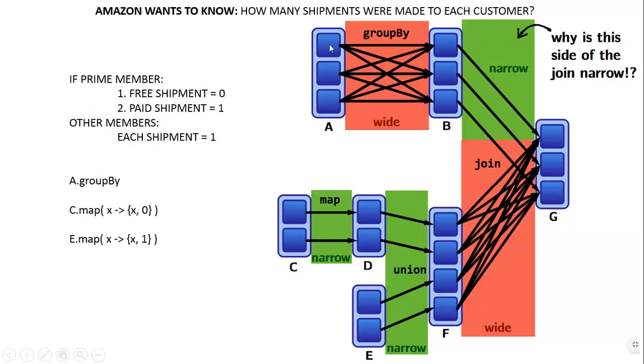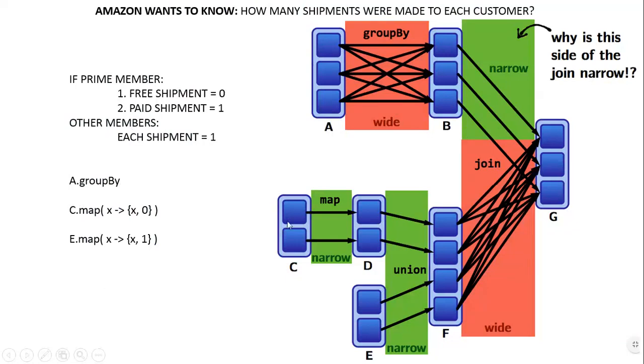Okay. Now A is the RDD on all the non-prime members. Okay. So all you want to do is group the number of shipments by the member ID. So you're doing a group by operation on this RDD, and here you get all the members sorted by member ID and the total number of shipments, okay, in B. So you do A dot group by, and that gives you B, okay.